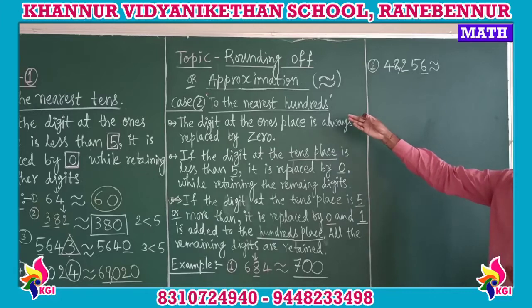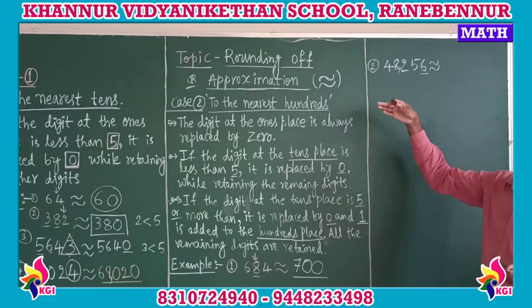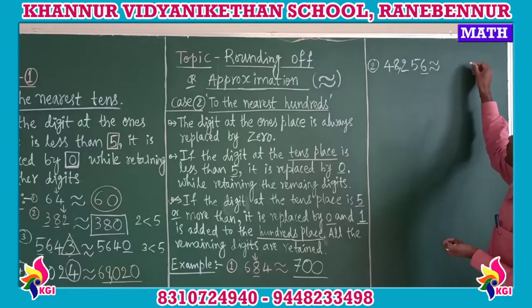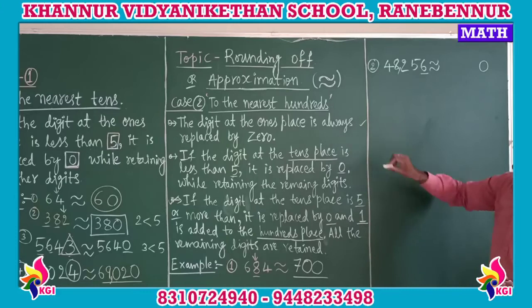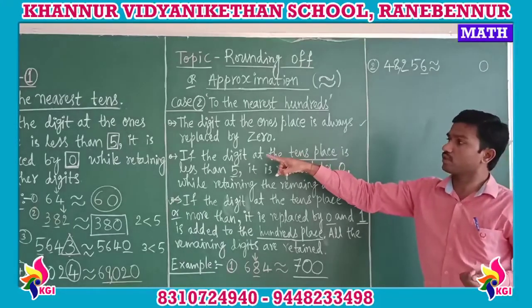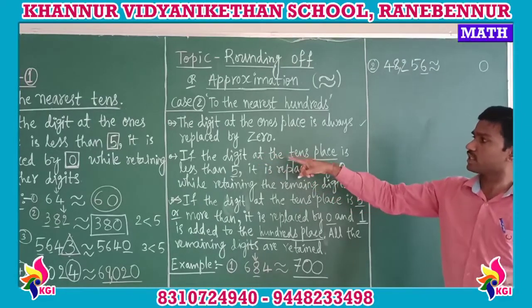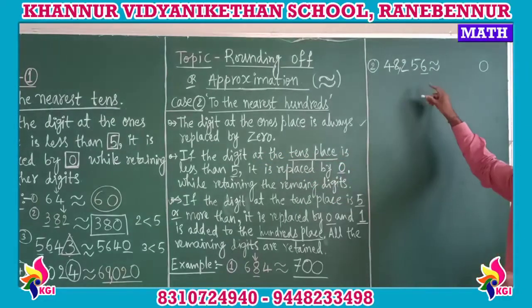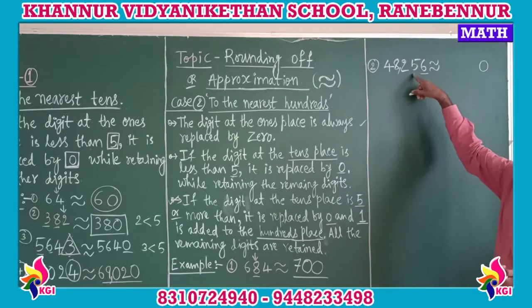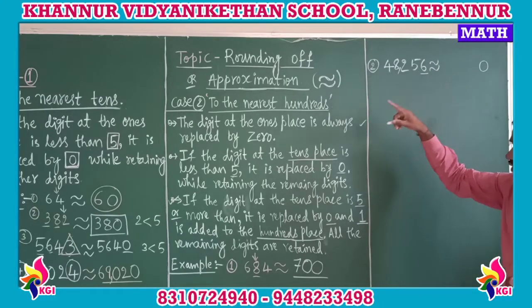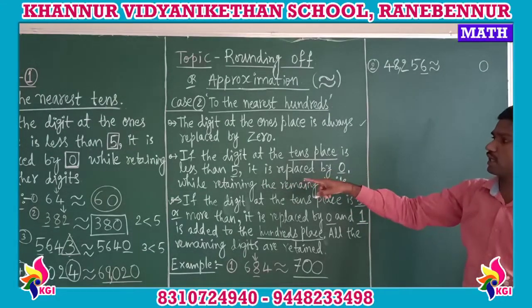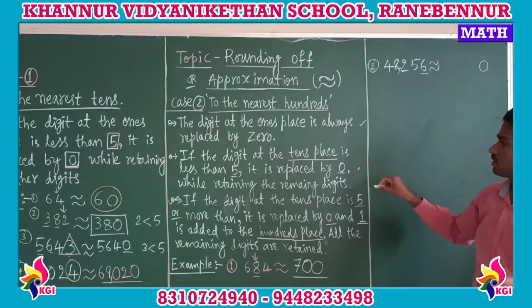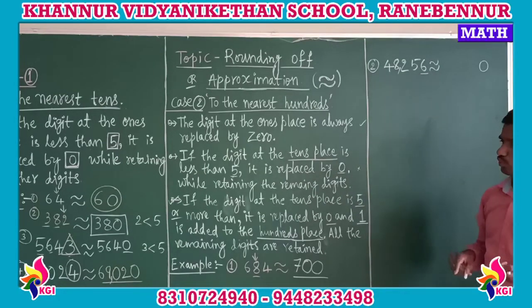In the first condition, the digit at the ones place is always replaced by 0. That first case is clear. Second condition: if the digit at the tens place is less than 5, it is replaced by 0 while retaining the remaining digits. Check: is it less than 5? No, 5 is equal to 5. So this is not applicable for this example number 2.